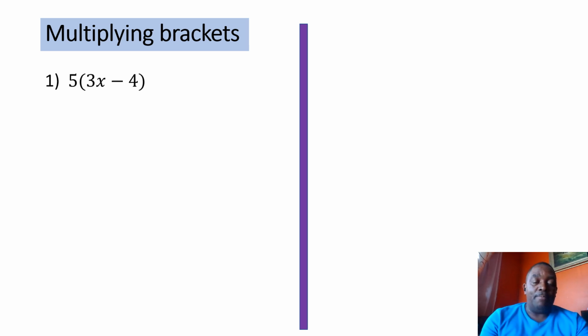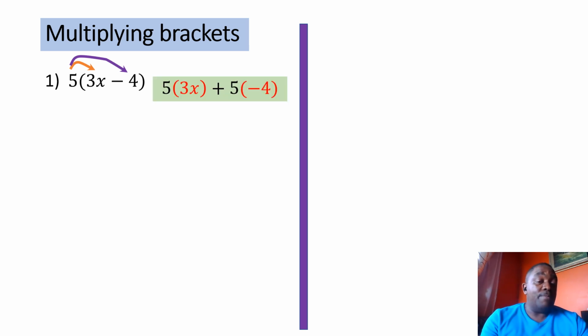applying a bit of algebra in it. Here we've got 5 into 3x minus 4. Now you need to understand what this is all about. When we were multiplying just single terms, we didn't have a whole lot of things there, but now this is a way in mathematics of showing you that the 5 multiplies both the 3x and the negative 4. Now this is something we call the distributive law property that is applied in mathematics.